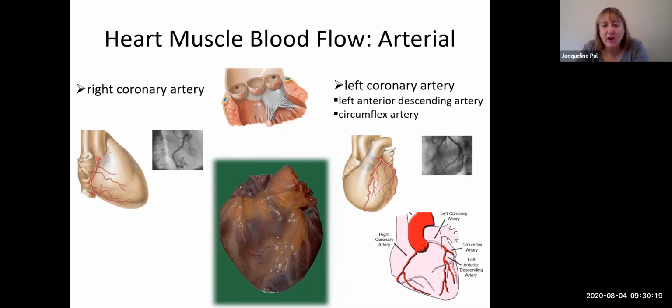So the bottom right picture shows all the coronary arteries. You have the right coronary artery going between the right atrium and the right ventricle. You have the left coronary artery behind the pulmonary trunk. And then between the right ventricle and the left ventricle, you have the left anterior descending artery. And then between the left atrium and the left ventricle, you have the circumflex artery.